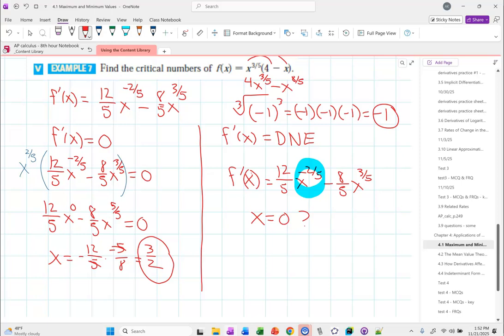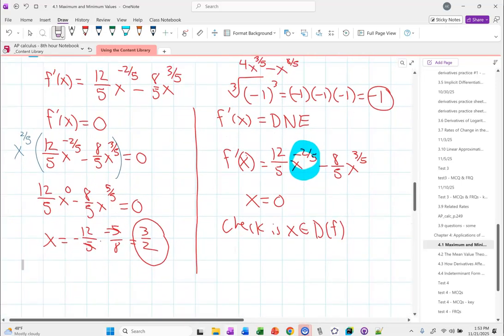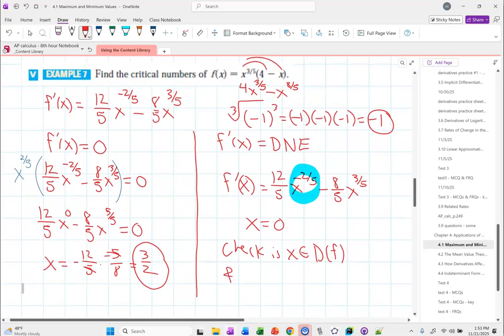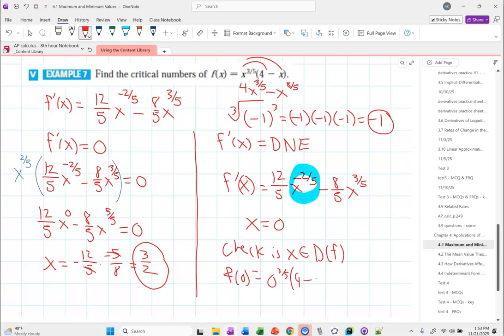You all feel okay? So this is the only thing. This is it. We found it. We do need to check one other thing, though. Just because it's undefined here doesn't necessarily make it a critical number. I have to check to make sure that it was still in the domain of f. So if I plug 0 into f, do I get an answer?